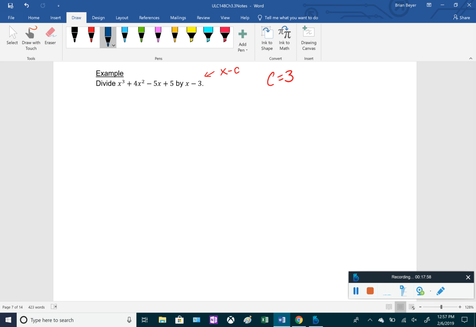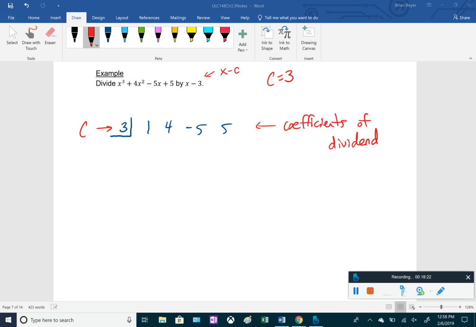This matters because we're going to start off by using that. We're going to take that 3, that value of c, and box it in like this. So this is our value of c. Next to that, we're going to write the coefficients of the dividend in the correct order. So the coefficients are going to be 1, 4, negative 5, and 5. And those are the coefficients of the dividend. And next, we're going to leave room for another row underneath it and draw a little line, which is kind of going to be like a little equals line.